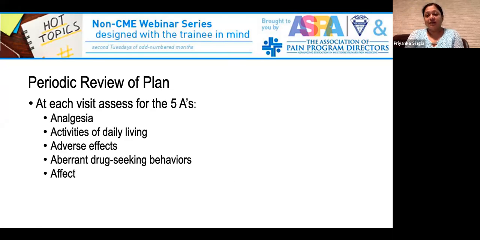When you're reassessing the patient for appropriateness of the opioids, at each visit, document the 5 A's and assess them. The 5 A's include pain relief, activities of daily living and the impact of opioid therapy on that, any adverse effects that the patient may be experiencing, aberrant drug-seeking behaviors, and what is the patient's affect.